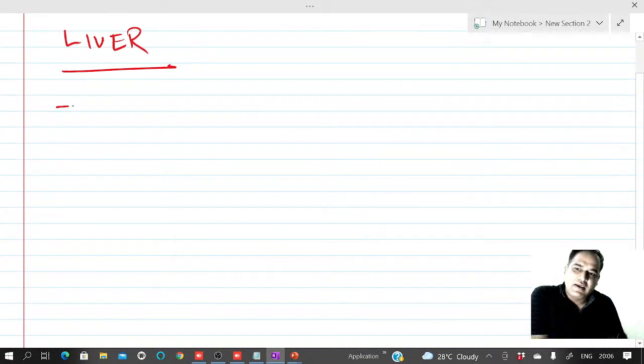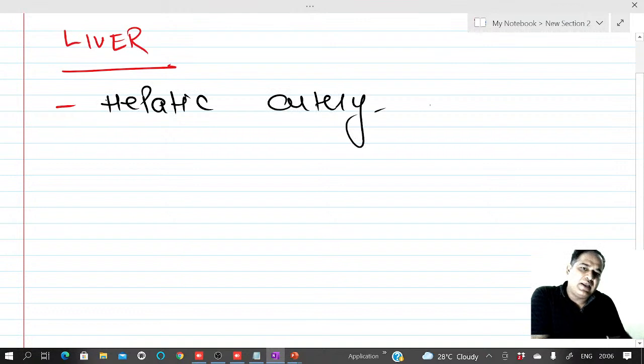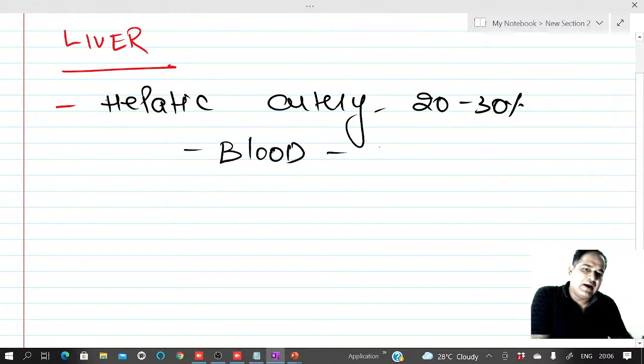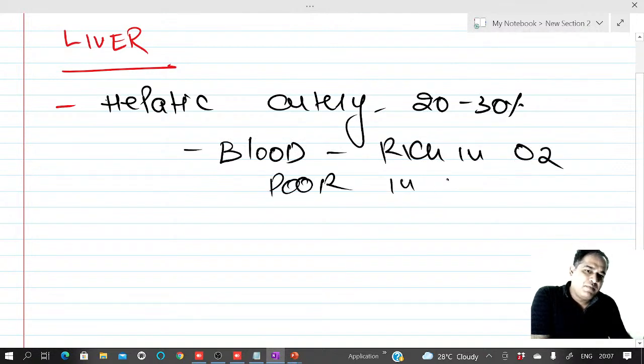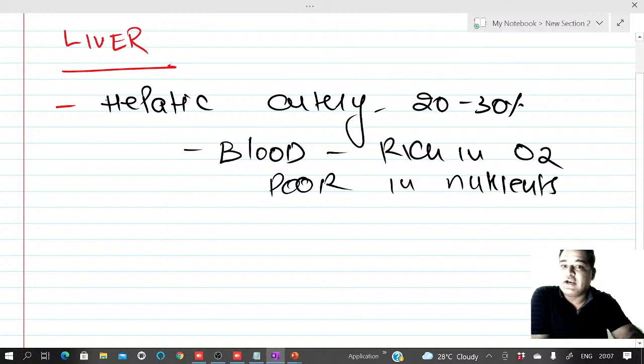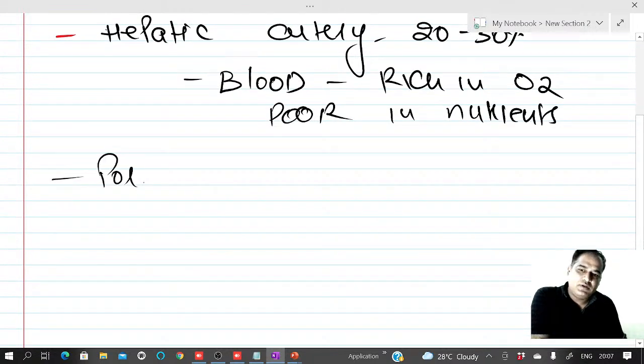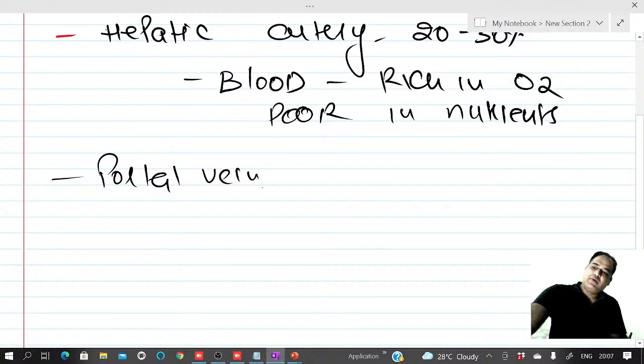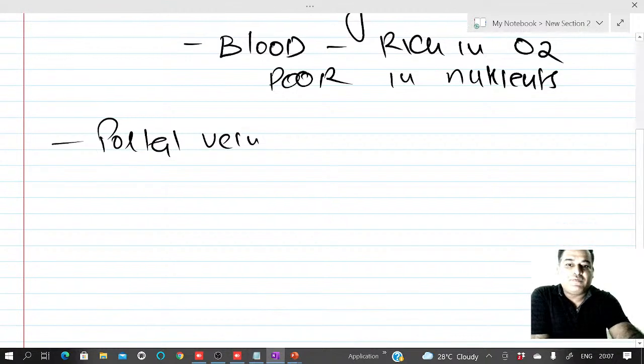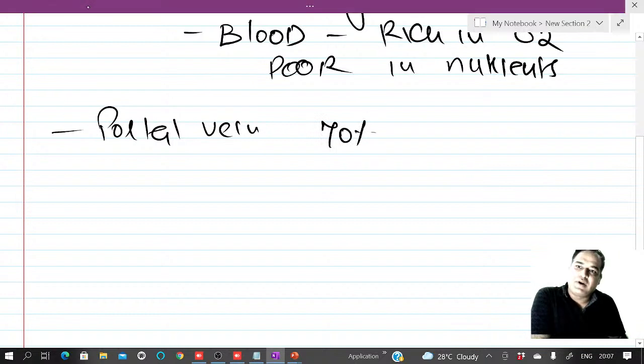Speaking about the blood supply, we know from our knowledge of anatomy that the liver has got dual blood supply. One is the hepatic artery that will supply 20-30% of blood to the liver. And this blood in the hepatic artery is rich in oxygen but comparatively poor in nutrients. The main blood supply of the liver is the portal vein. So portal vein will supply around 70% of blood to the liver.